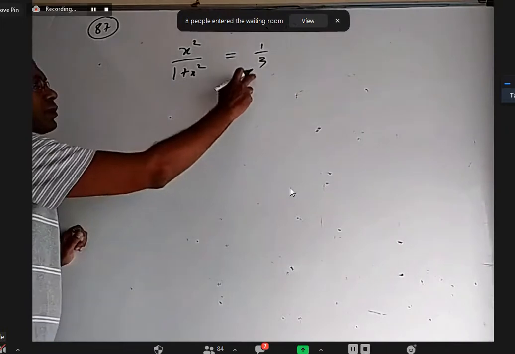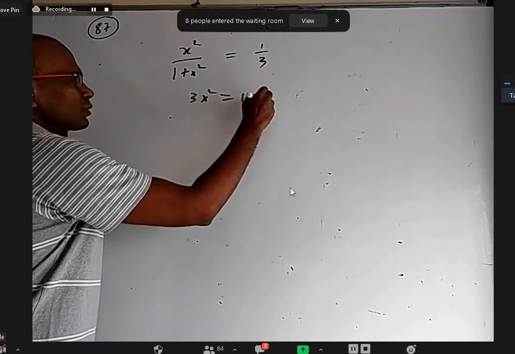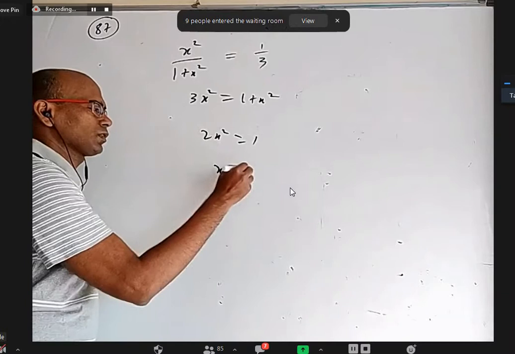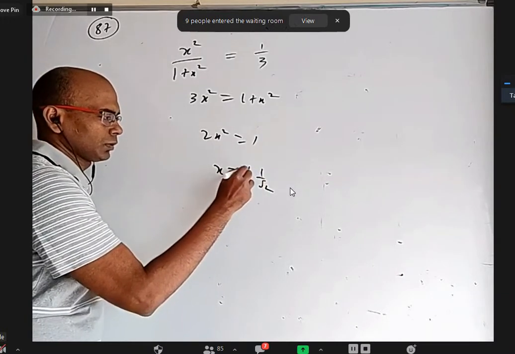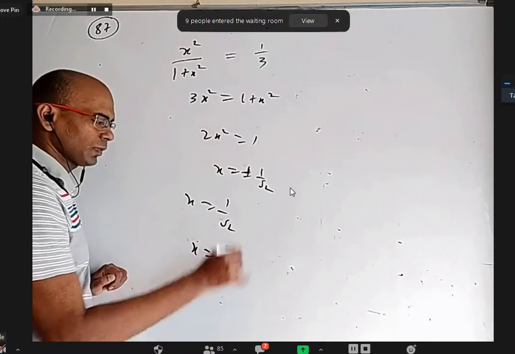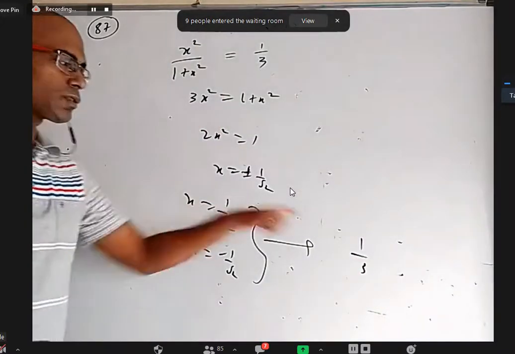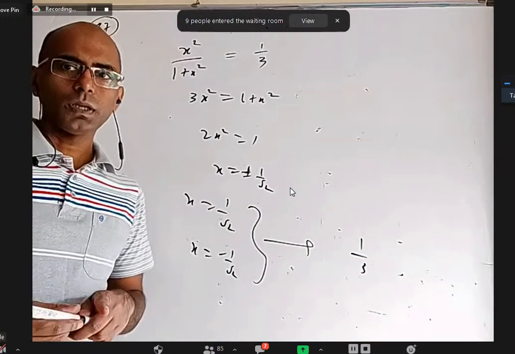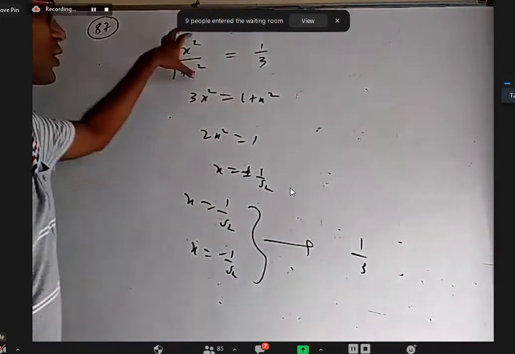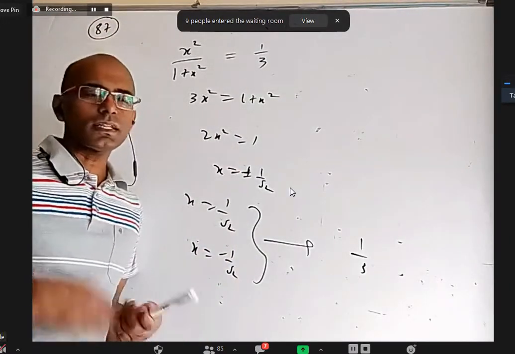So when you take y equal to 1 by 3, I'll do cross multiplication. 3x square equal to 1 plus x square. 2x square equal to 1 and x equal to plus or minus 1 by root 2. So the x values are there. When you substitute x equal to 1 by root 2 or x equal to minus 1 by root 2, the output will be 1 by 3. So I know which input is going to give me that output. Okay. So whenever you have a doubt whether a particular number is there in the range or not, you take the function equal to that number, try to find the input value. If that input exists, then the output also exists.